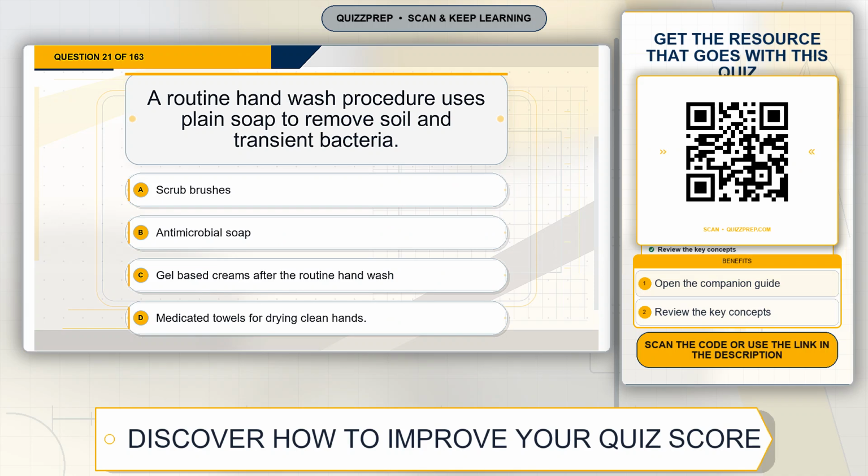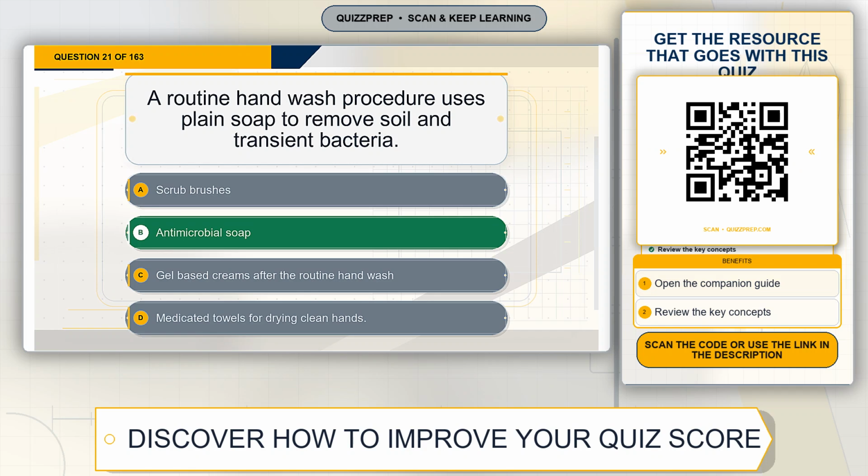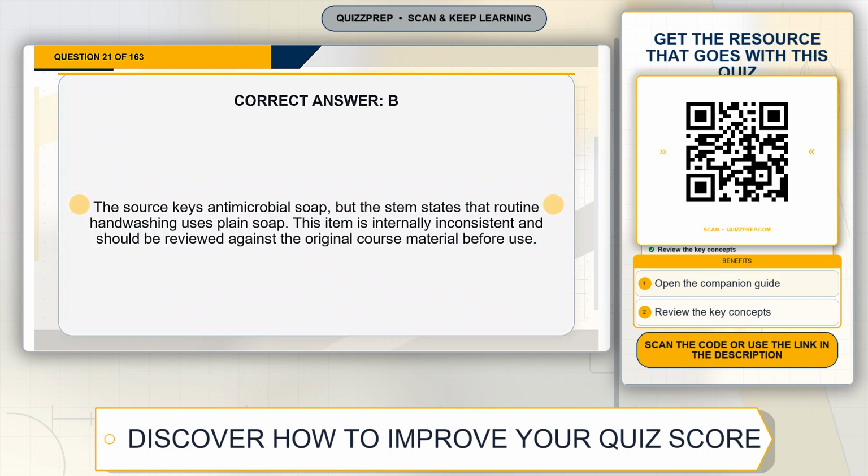Question 21. A routine hand wash procedure uses plain soap to remove soil and transient bacteria. Option A, scrub brushes. Option B, antimicrobial soap. Option C, gel-based creams after the routine hand wash. Option D, medicated towels for drying clean hands. The correct answer is option B, antimicrobial soap. Explanation. The source keys antimicrobial soap, but the stem states that routine handwashing uses plain soap. This item is internally inconsistent and should be reviewed against the original course material before use.